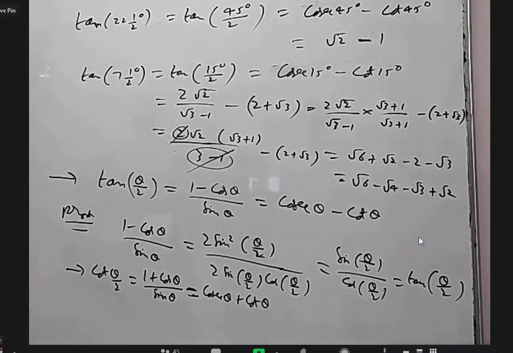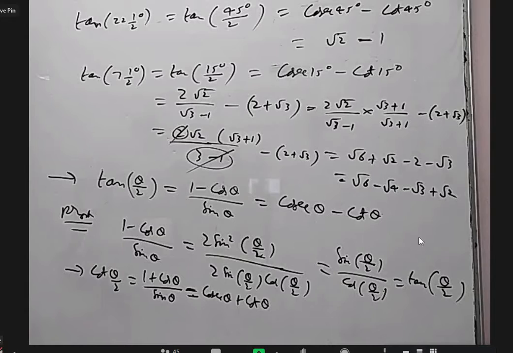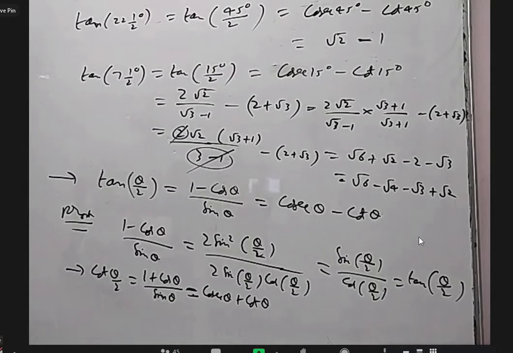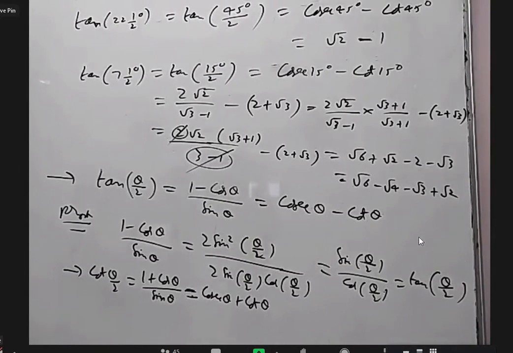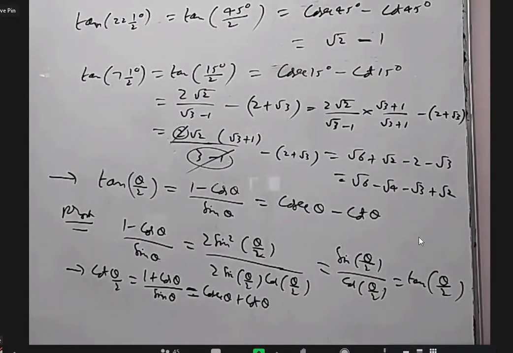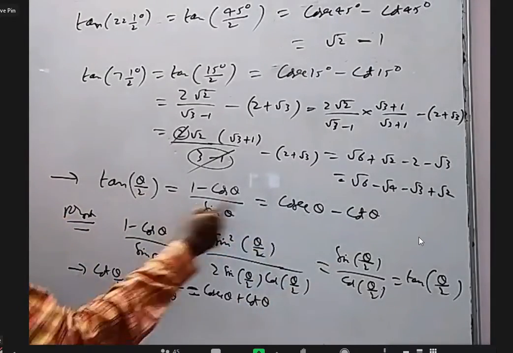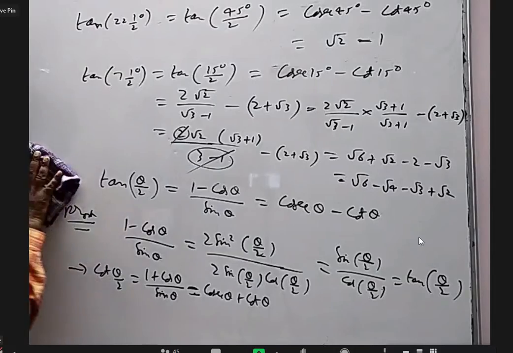I'm not asking you to remember the tan 7 1/2 value. You don't have to learn this by heart. But if you know how this is derived, whenever required, you can derive it. Tan 22 1/2 we may use frequently. Even if you forget, you can derive it very quickly. Tan 7 1/2 is only a question, not necessarily a formula to be remembered. So we use tan theta by 2 equal to cosecant minus cot to derive these two formulas.